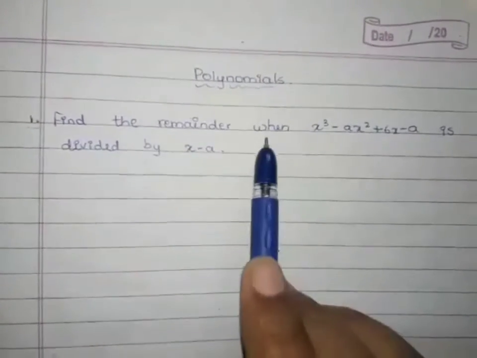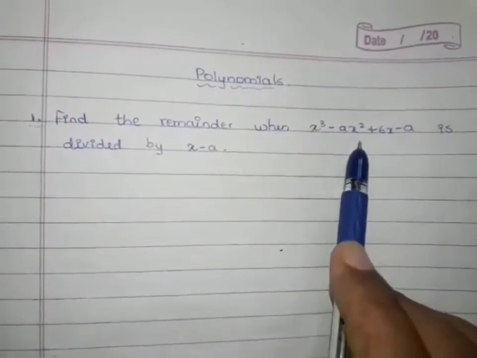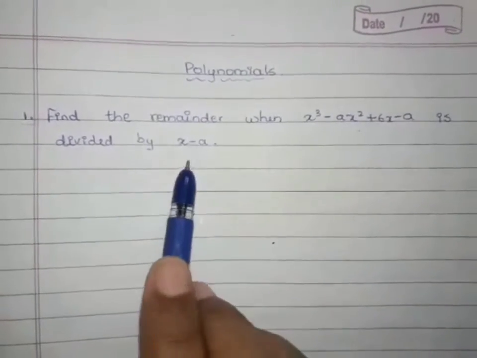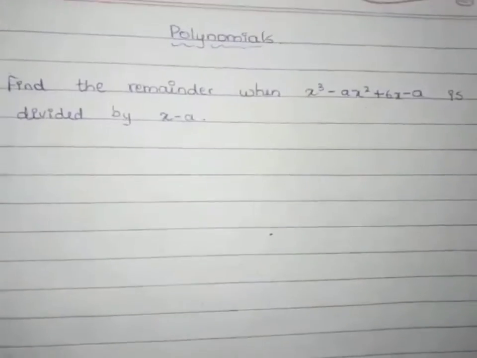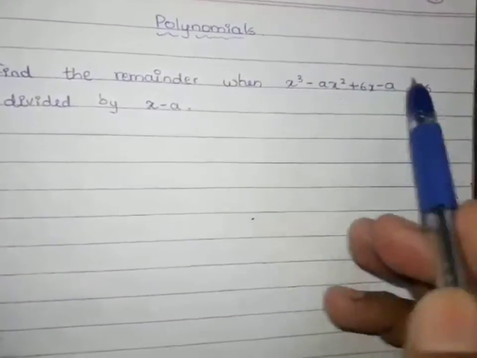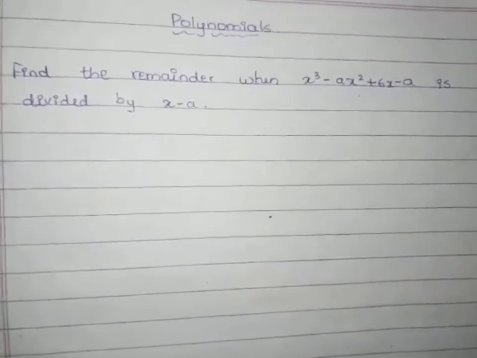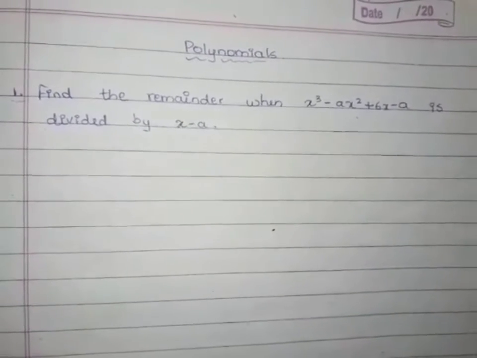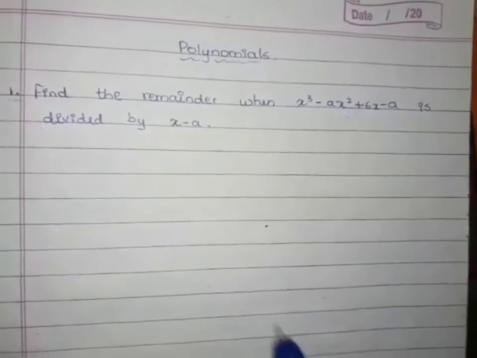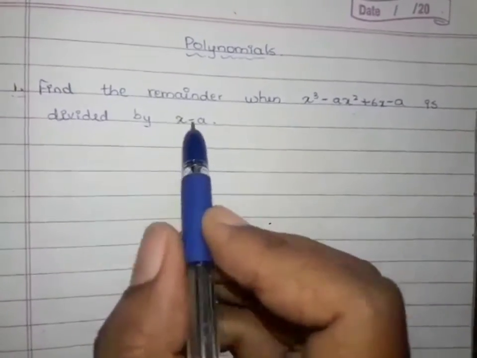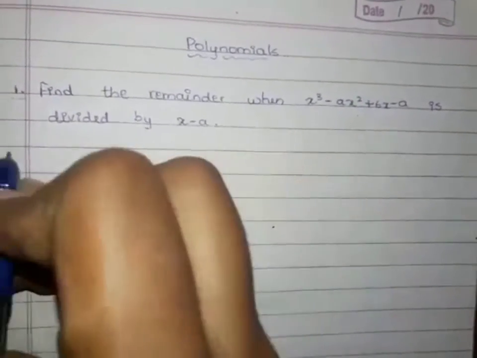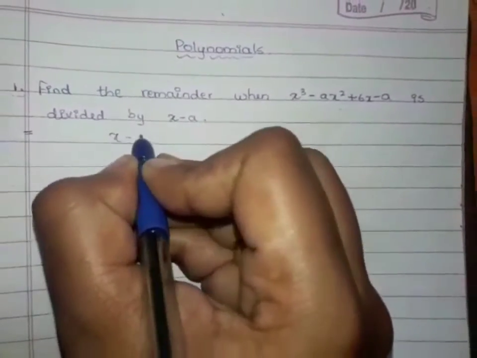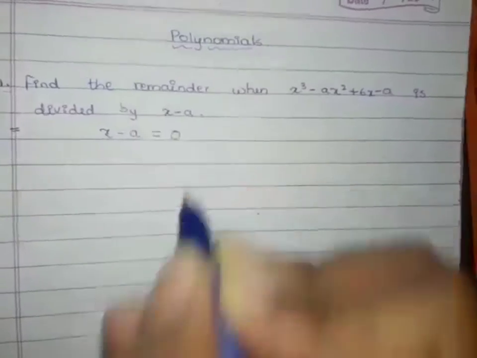Find the remainder when x cube minus ax square plus 6x minus a is divided by x minus a. Here, this is the dividend and this will be the divisor. Always remember while finding the remainder using remainder theorem, we have to equate the divisor to 0. So let us first do that. Our divisor here is x minus a. Let us equate it equal to 0.